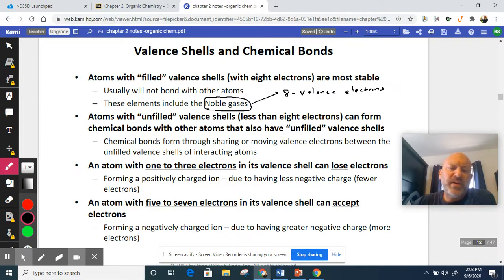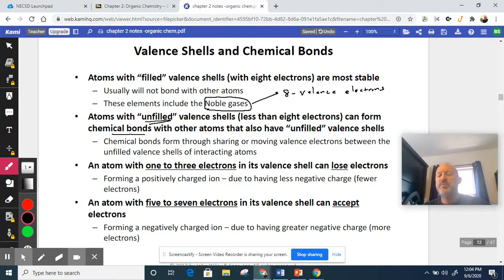These atoms are not likely to produce bonds with other atoms because they have a filled valence shell. It's all of the other atoms in the periodic table that have unfilled shells. So all the other ones have less than 8 electrons in their outer shell. And these atoms are more unhappy and are more eager to create chemical bonds with each other until they have those valence shells filled. All right.